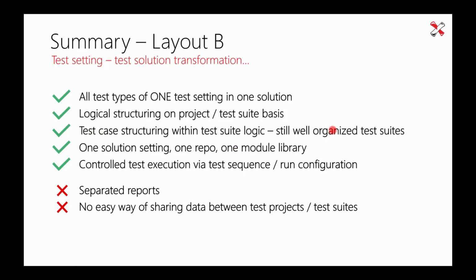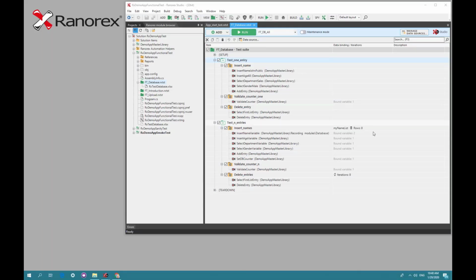We still have well-organized test suites because part of the structuring is done on the project basis. And yes, we could make use of a controlled test execution via test sequence and run configuration. Still, the reports are separated, and there's no easy way of sharing data between test projects and test suites. So let's introduce the next and the last layout.